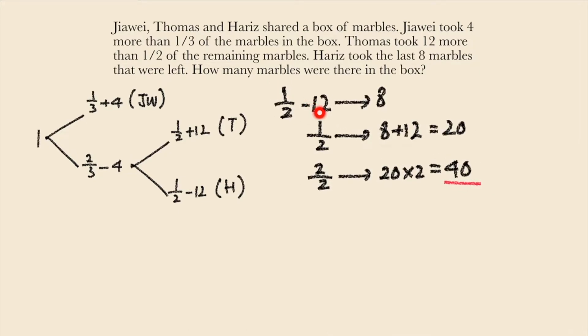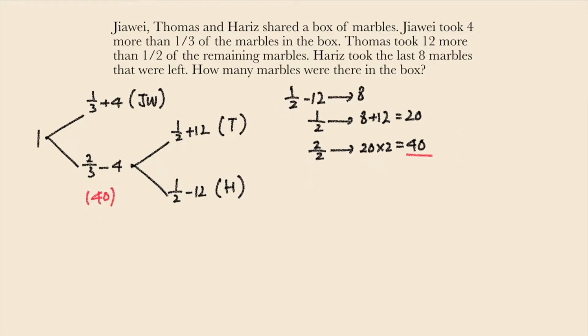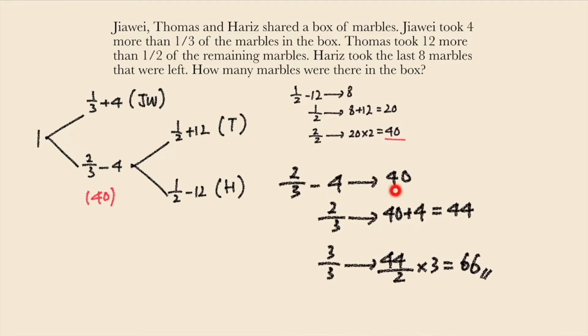So here, half minus 12 is 8, half is 20, 2 over 2 is 40, which means we can work backwards, and this is 40. From here, a new equation, 2/3 minus 4 is 40. How many in the box at first? Okay, so we are interested in 3 over 3 then. And the answer is 66.